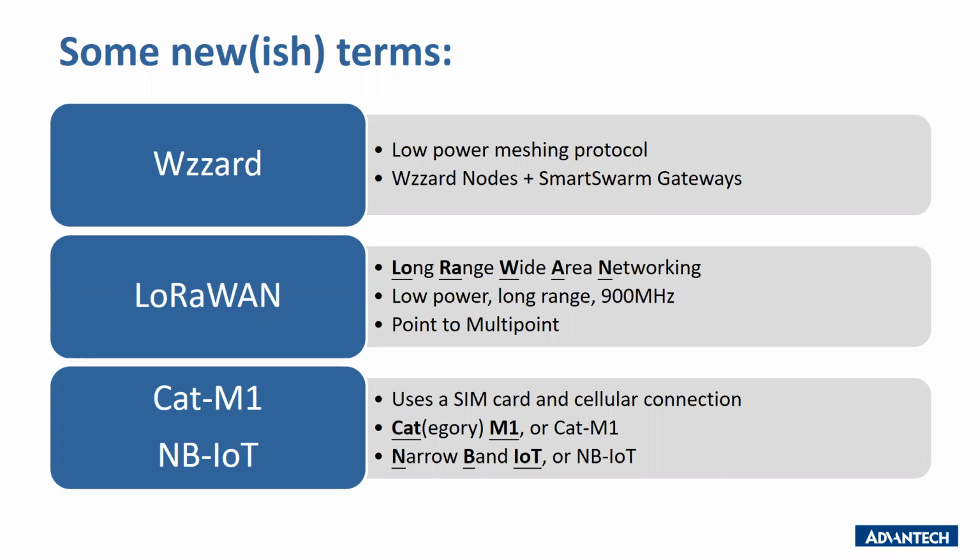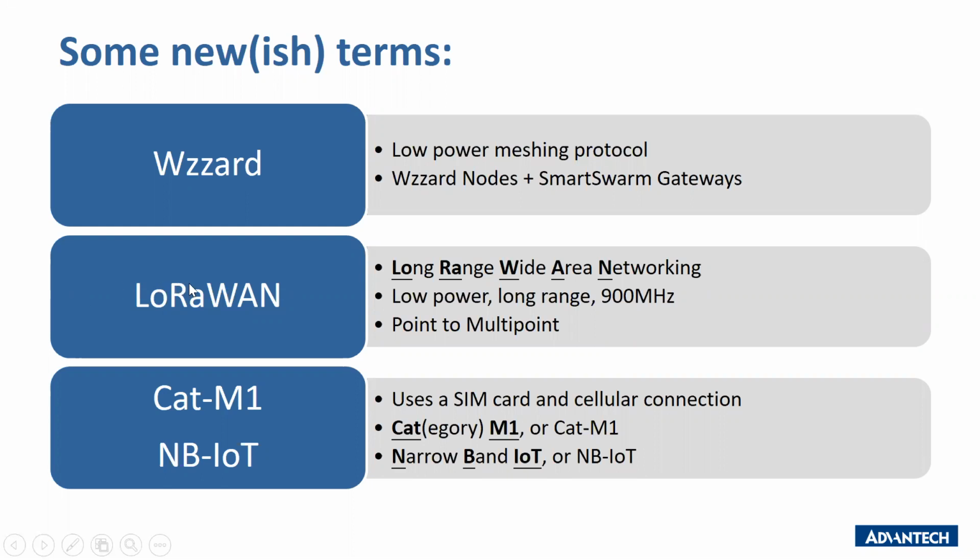So Wizard is wireless mesh. It is the only meshing protocol that we support. We'll talk about other wireless technologies out there, but they're not mesh. I suppose I should have a topology slide here. Basically, mesh just means hopping from one node to another node back to a gateway, as opposed to LoRaWAN, which is point-to-point or point-to-multipoint. So it's like a star topology versus a mesh topology.